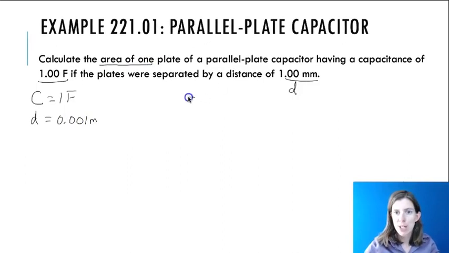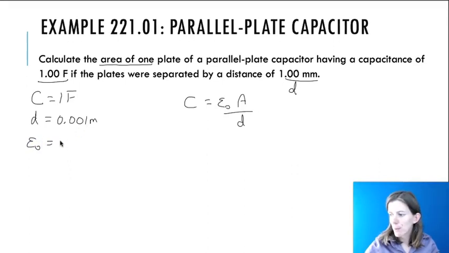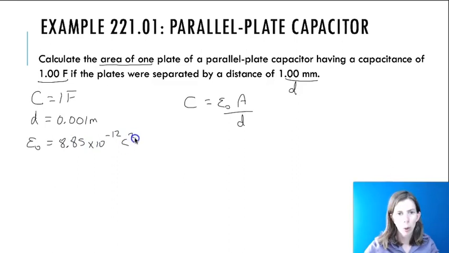So the equation that we just learned is the capacitance equals the permittivity of free space times the area over the distance. All we have to do for this problem is get the area by itself and then plug and chug the numbers. The permittivity of free space, that was a constant that we just learned about in this video. The value of it is 8.85 times 10 to the negative 12. And then it does have some units, C squared per newton meters squared, but all of the units will cancel out so that you will be left with meters squared for the area.